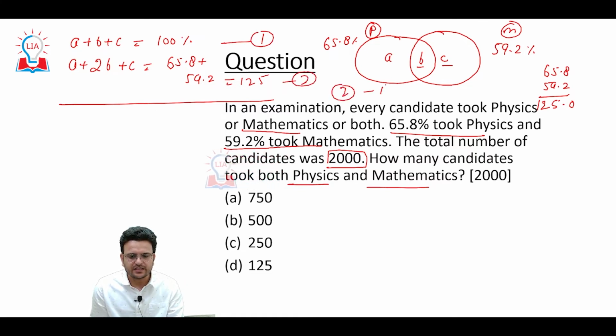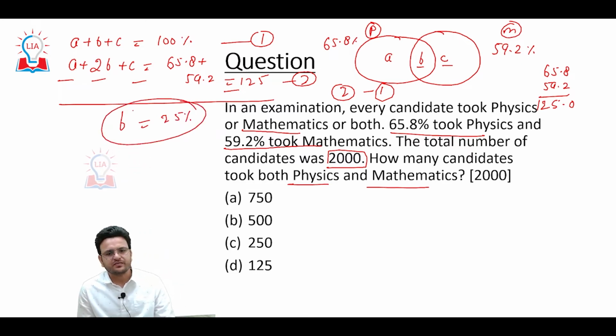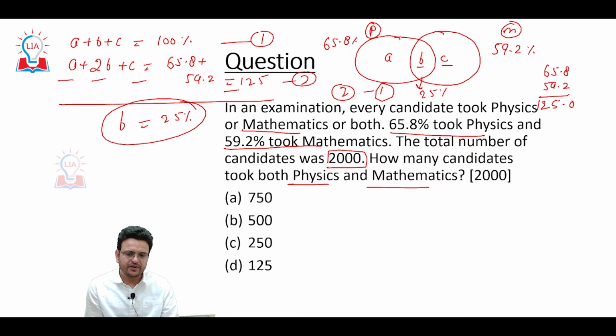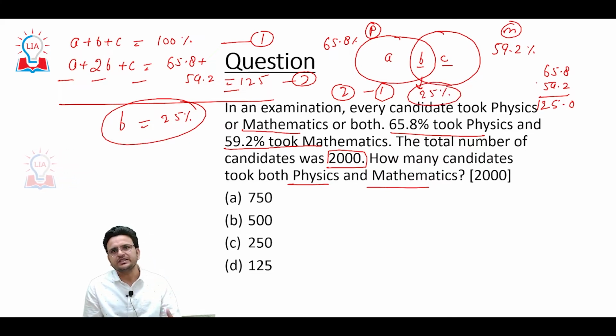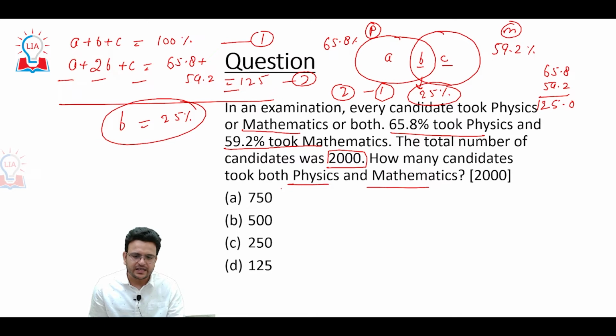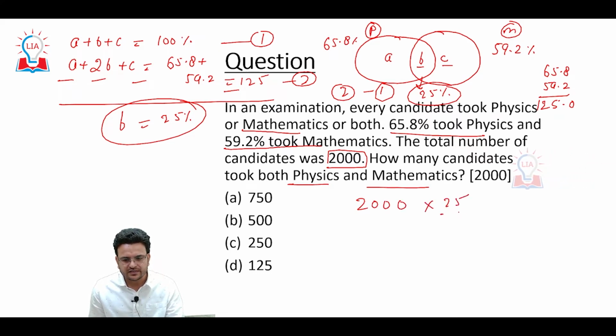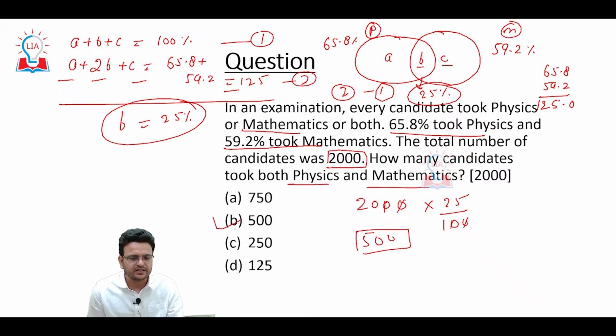Equation 2 minus equation 1, then we will get the value of B, and the value of B will be 25%. So we know that 25% of students have taken both subjects. How many candidates took both physics and mathematics? That is 25%. This 25% is of the value 2000. So what is the answer? The answer will be 500.